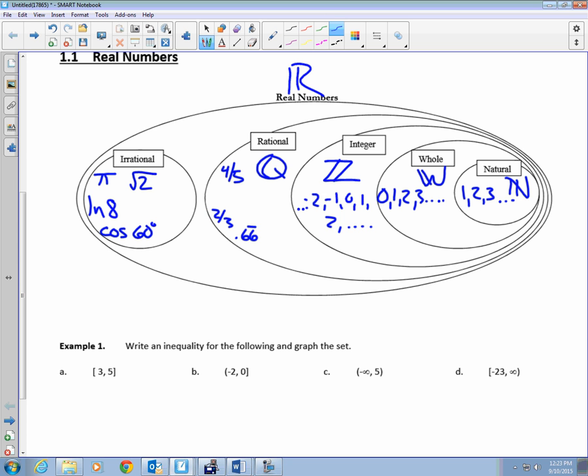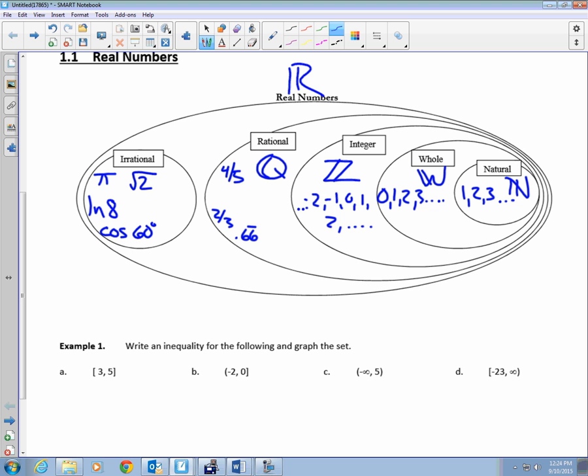All right. True or false? All irrational numbers are real numbers. True. True or false? All whole numbers are rational. True. True or false? All rational numbers are integers. False. Give me an example of a rational number that's not an integer. 4/5. Okay. True or false? Some rational numbers are natural numbers. True. True or false? Some irrational numbers are integers.